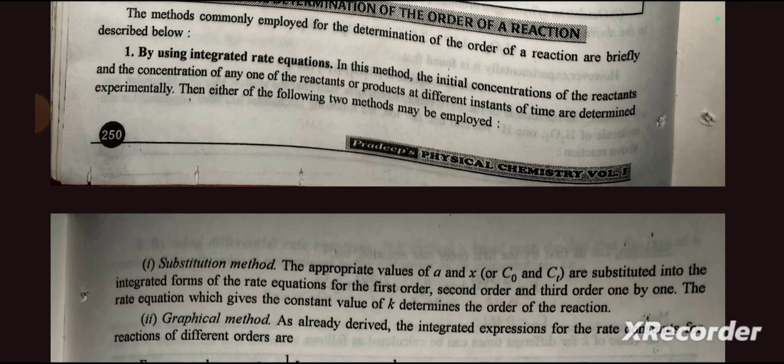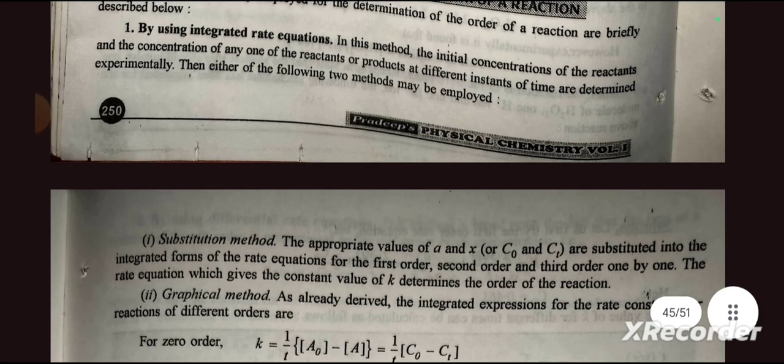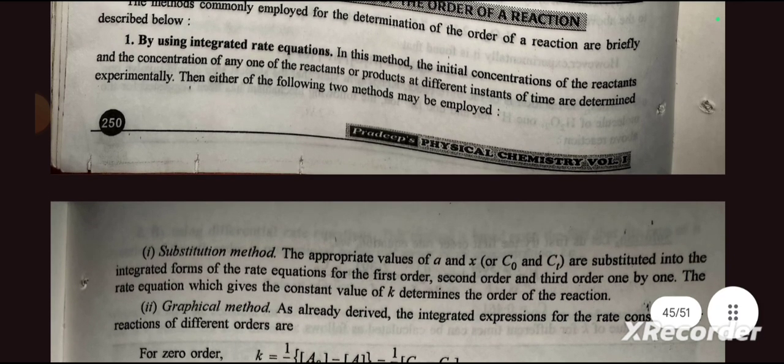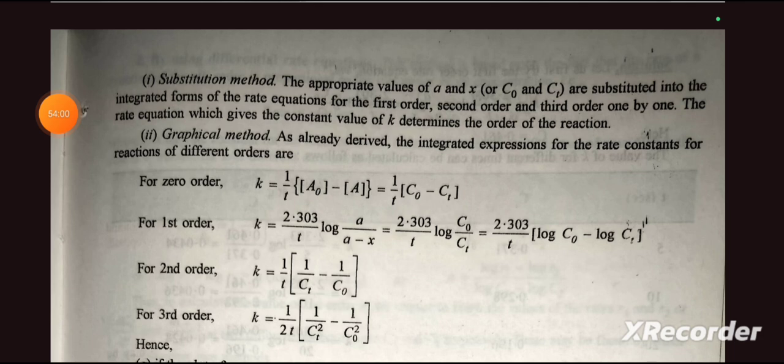The experimental values of a and x, or c naught and ct, are substituted into the integrated form of the rate equation for the first order, second order and third order one by one. The rate equation which gives a constant value of k determines the order of the reaction. Second, graphical method.